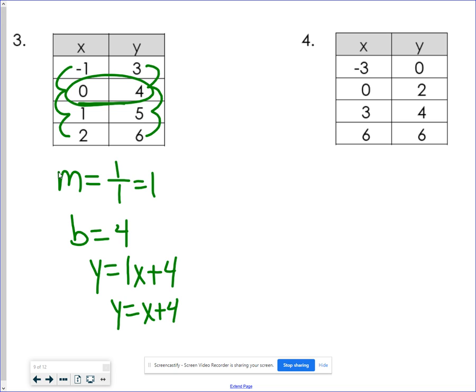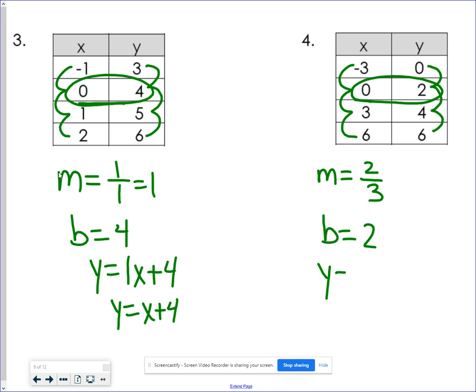And for number 4, the slope first. The y's are going up by 2, up by 2, up by 2. The x's are going up 3, up 3, up 3. So my slope is 2/3. The y-intercept, now don't get tricked because I've got 2 different zeros here. When the x is 0, that tells me the y-intercept. So my equation will be y equals 2/3 x plus 2.